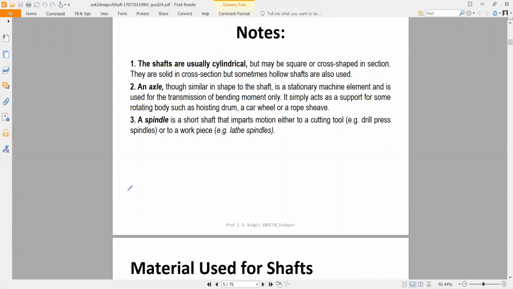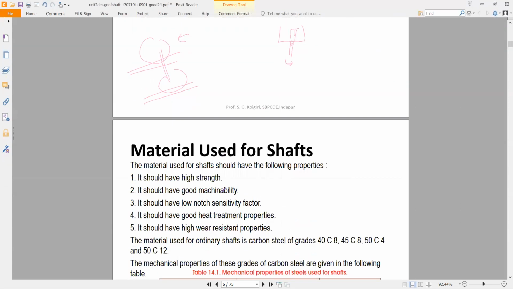Let's say you have two rollers connected with the shaft so it can move. The spindle, like in a CNC machine, is connected to something and then you spin it, with a cutting tool cutting the workpiece.